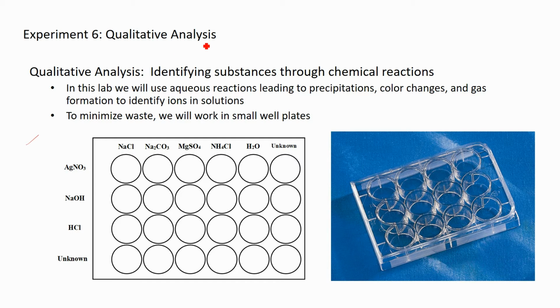Okay, so in this experiment, one would use qualitative analysis to determine which cations, which are just positively charged species, or which anions, which are negatively charged species, are in solution. So you react them with a given solution and then observe if there is any color change, any solid formed, any smell of a gas, or any change in temperature.